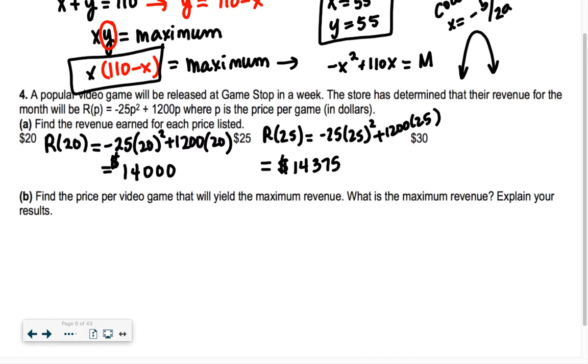And same thing with 30, so negative 25 times 30 squared plus 1200 times 30. This time it's a little bit less. This time they're making 13,500.